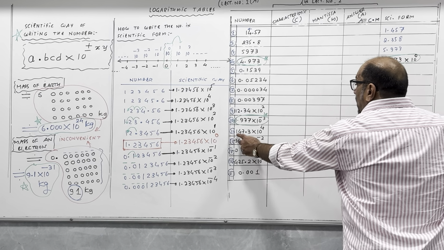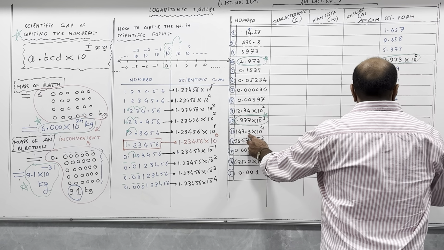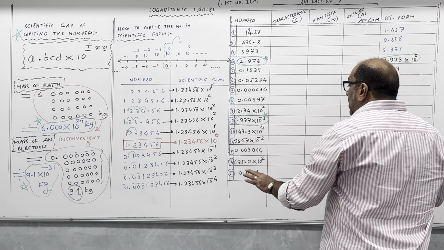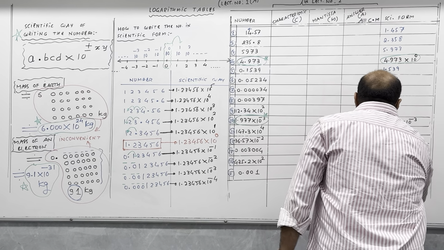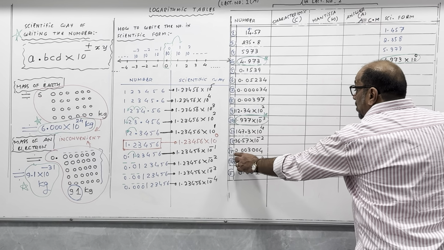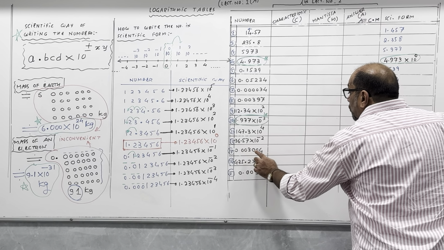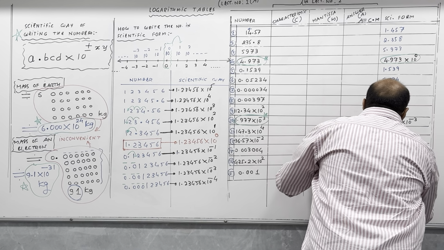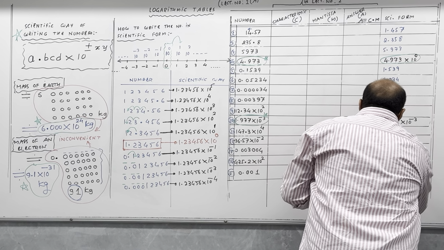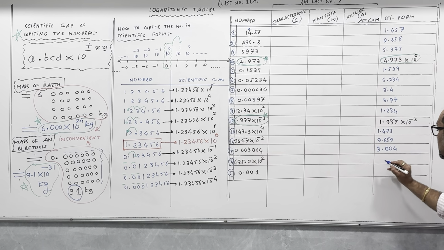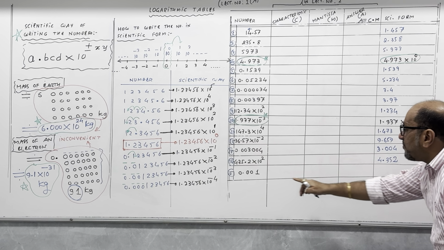Next. 147.3, so this is 1.473. Then this is 96.57, so 9.657. This is 0.003004. 3 is a non-zero number, so 3.004. Next one is 435.2. That means it is 4.352. Right? And finally this is 1.